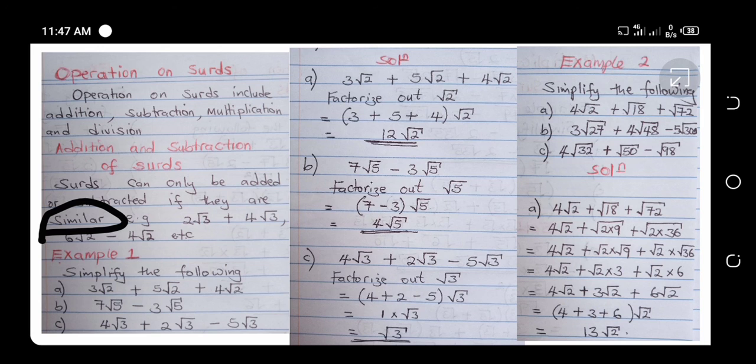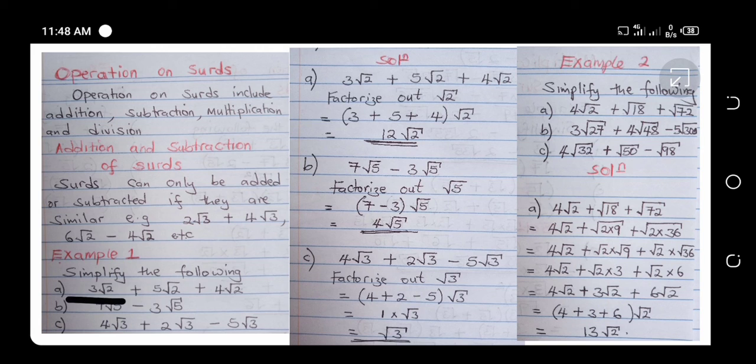We can only add Surds or subtract Surds provided they are similar. For example, 2 root 3 plus 4 root 3. These Surds are similar: there is root 3 here and root 3 here, so we can add them. Another example: 6 root 2 minus 4 root 2. These are also similar, with root 2 in common, so 6 root 2 minus 4 root 2 can be simplified.